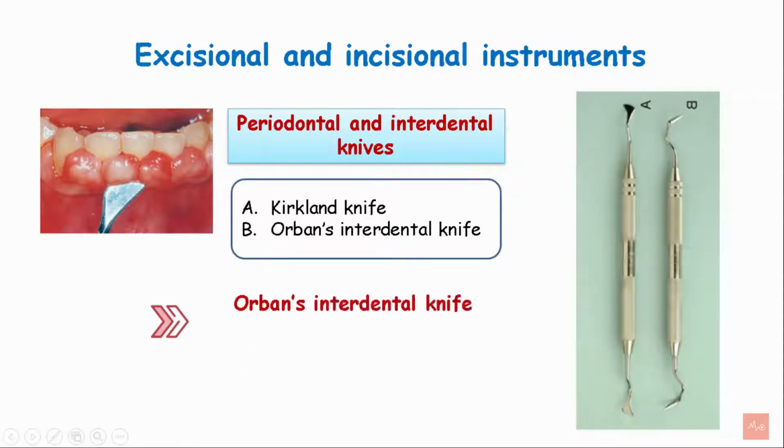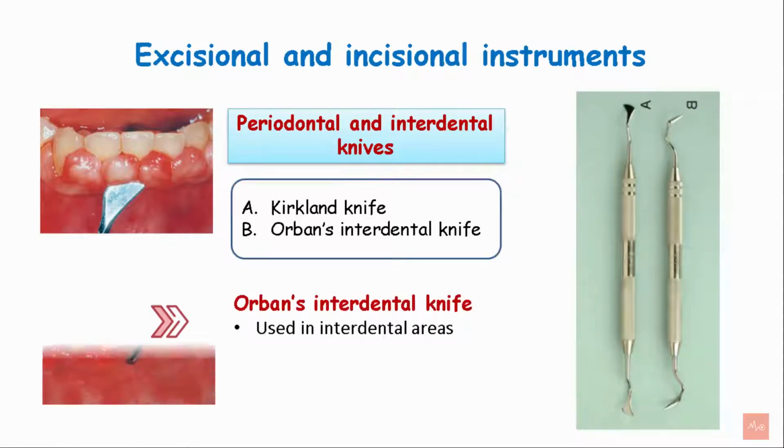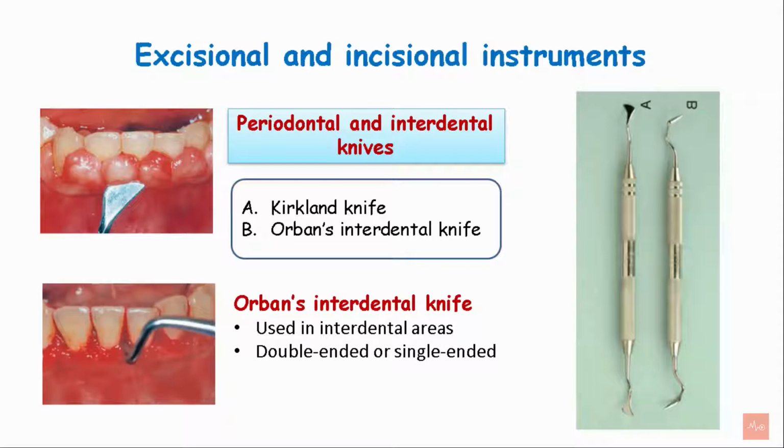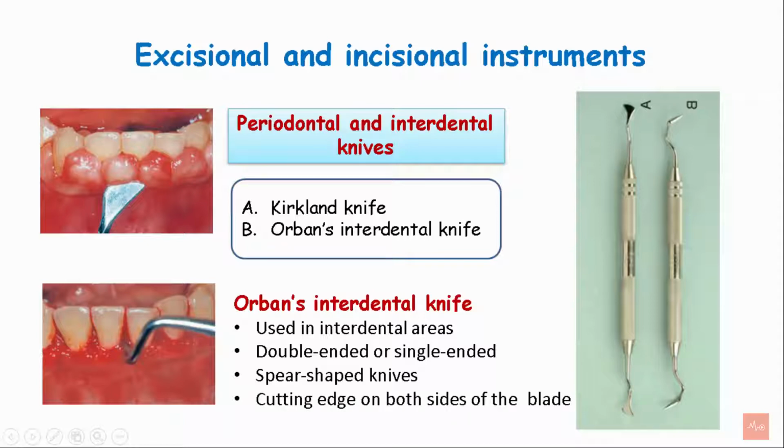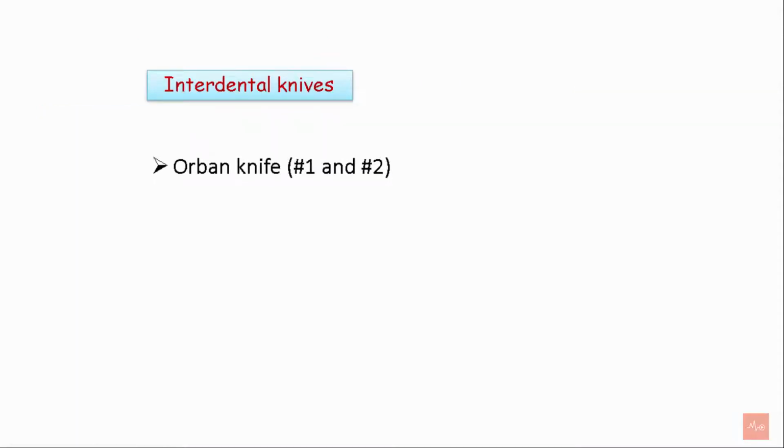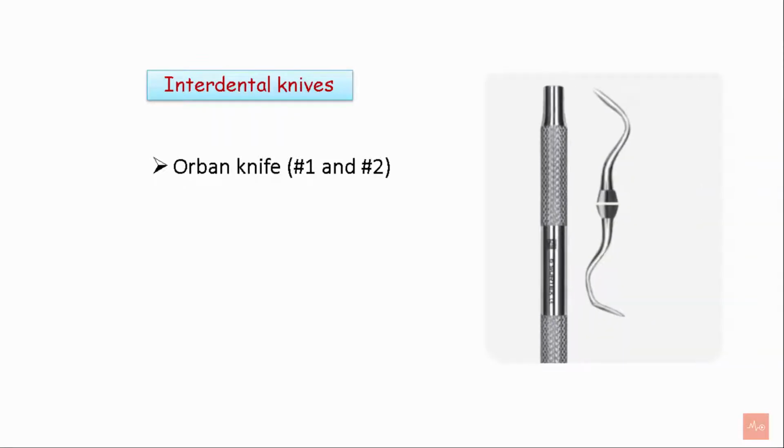Auburn's knife, as the name suggests, is used in the interdental areas. It is also available as a double-ended or single-ended instrument. It is spear-shaped and has cutting edge on both sides of the blade. The Auburn's interdental knife is available as number 1 and number 2. At one end, it has 2 angulations, and at the other end, it has 3 angulations. It has an angled blade and a contra-angle shank, which allows to work in the posterior areas and also helps in removal of the interdental tissue.